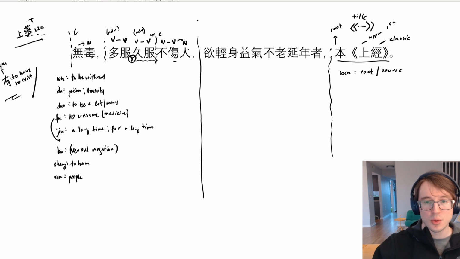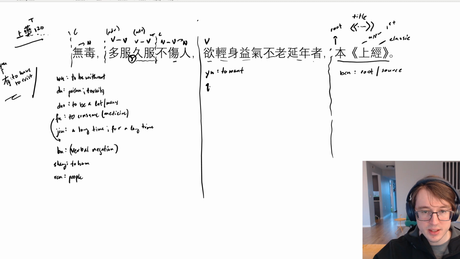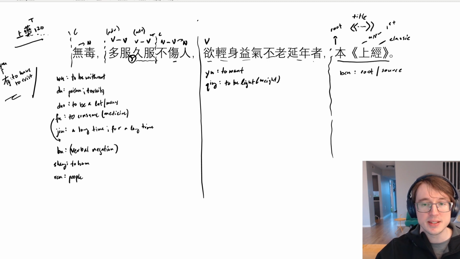So what is it the source of? Let's see. What is this whole big section here talking about? The first one is a verb, yu, to want, to desire. The second character is qing, which is to be light in weight. To be light, weight. So that's a stative verb, but we're going to see something very interesting in that it's taking an object. So I'm going to call this a verb. It's actually taking an object, even though it's a stative verb.